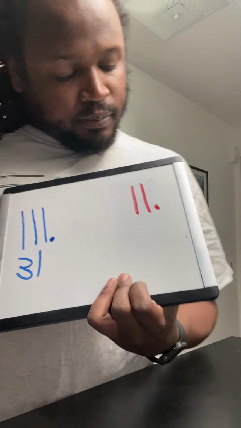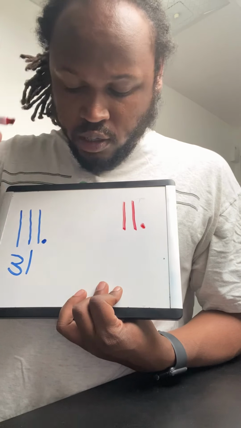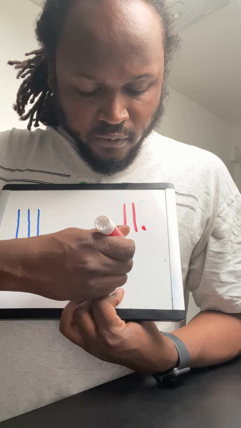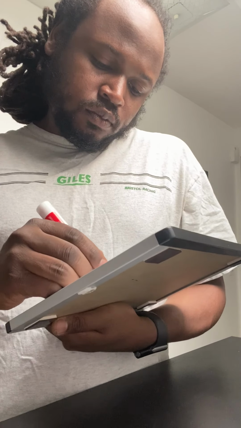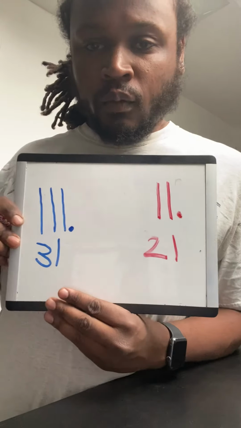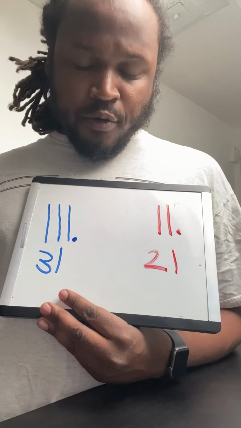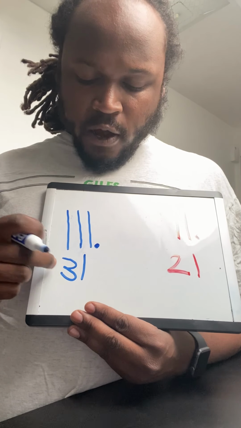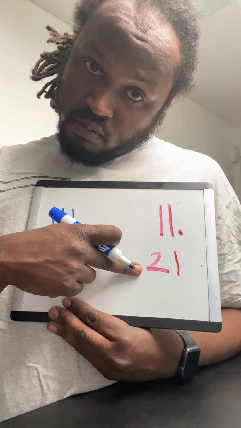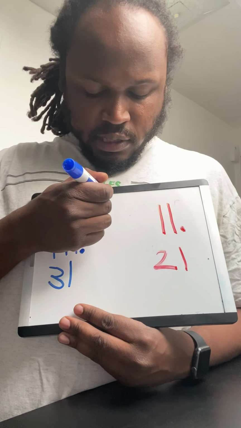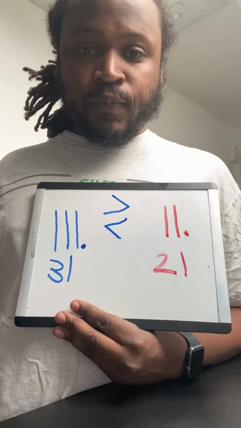Over here we have 10, 20, 1. Oh. We have 21. All right, so to compare these two numbers using greater than or less than, would we say that 31 is greater than 21? Or would we say that 31 is less than 21?